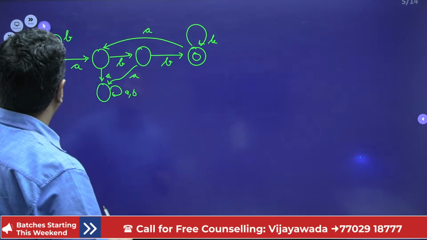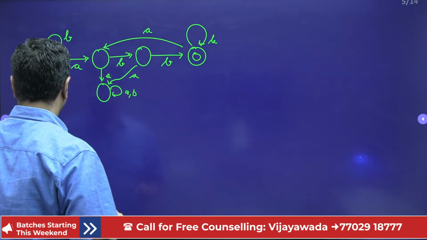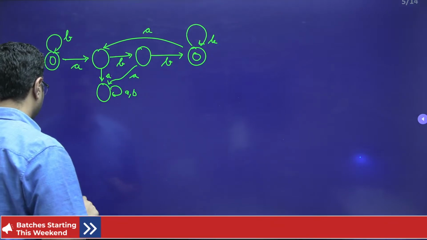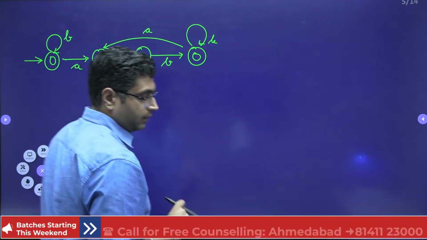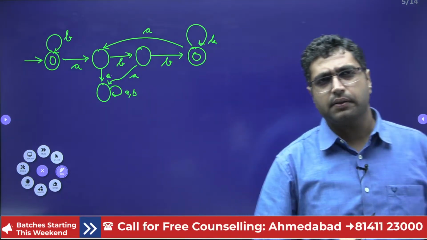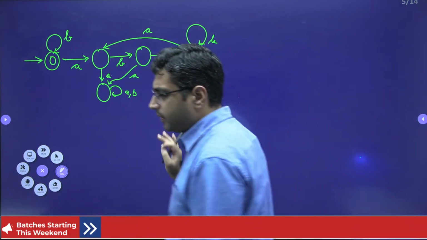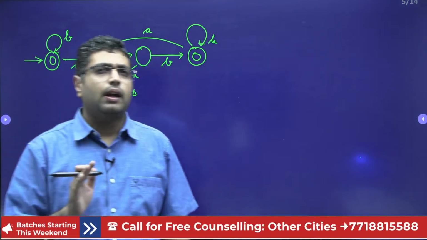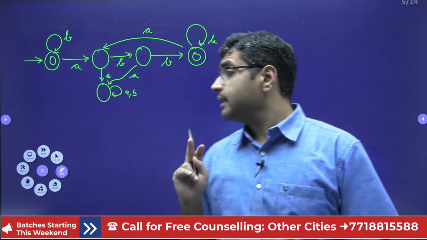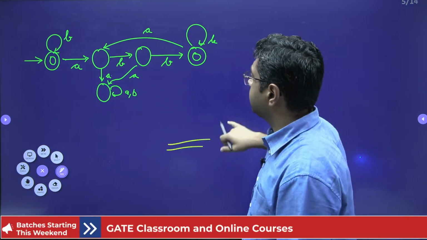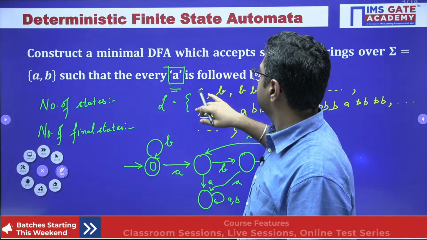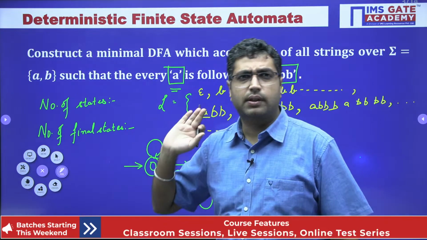Now let us try to analyze this DFA. What is this DFA doing? It is an automaton which accepts the language where every A is followed by a BB. Let's see that again. Every A is followed by a BB. That's what is being done.